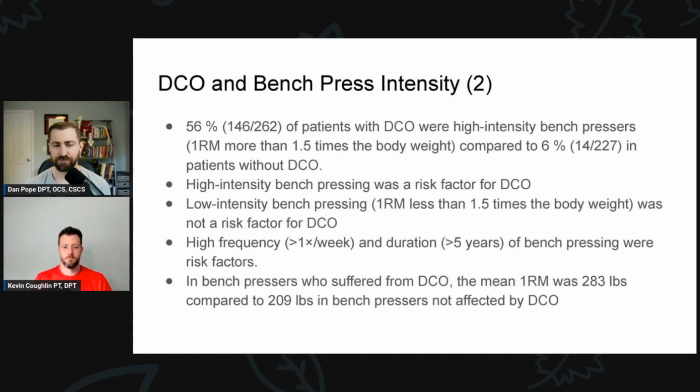It's kind of crazy. Other factors they found that were related to DCO was a high frequency of bench press, so bench pressing more than 1 time per week, and also having been bench pressing for a longer duration. So greater than 5 years of bench pressing increases your risk of DCO, which makes sense. It takes a while to develop DCO.